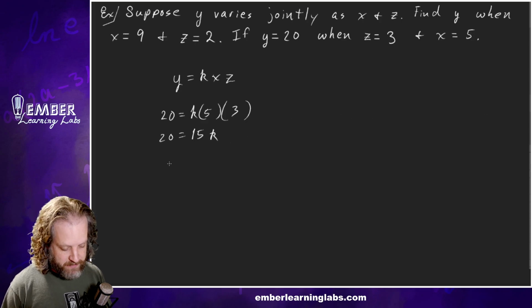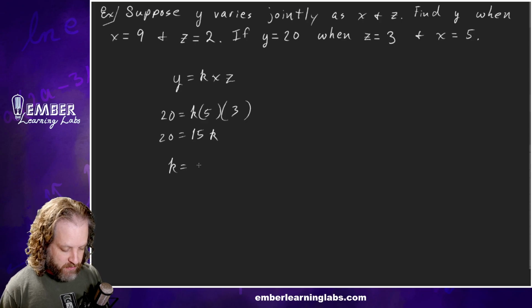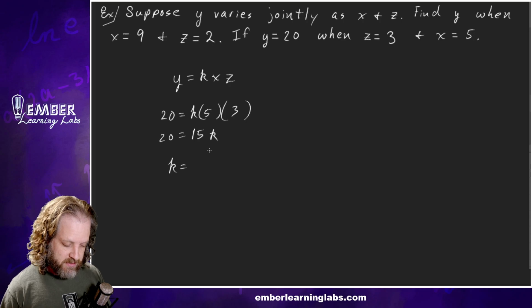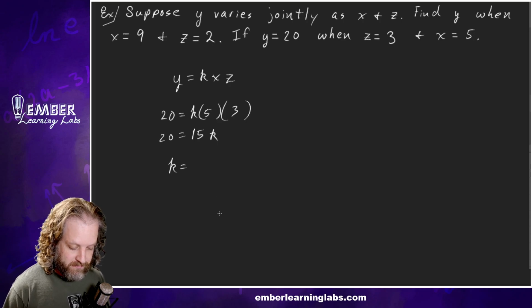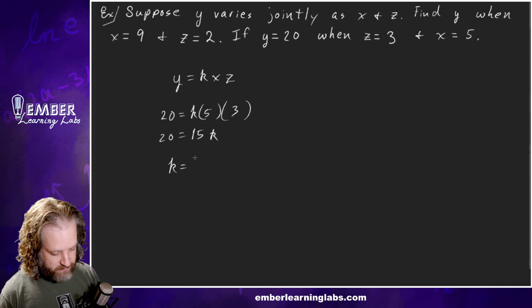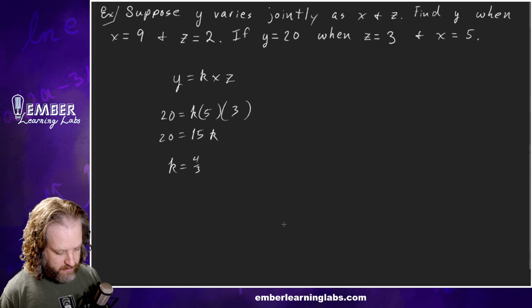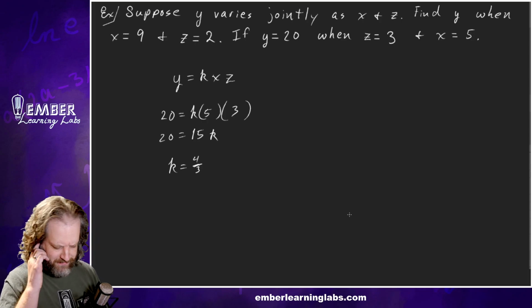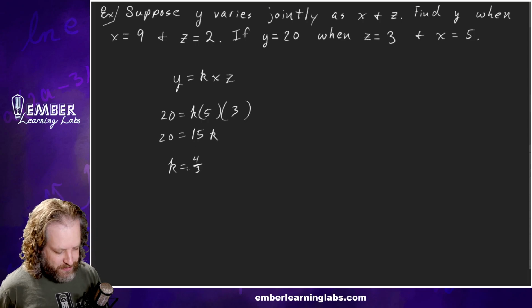Divide both sides by 15. K would equal, no, not 10. Sorry, brain break, 4/3. So 4/3. That's what we're trying to say, right? Let me pause. My brain's broken. Yeah, it is 4/3. So k equals 4/3.